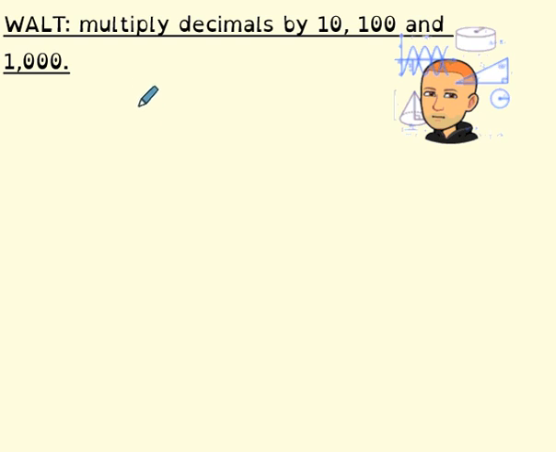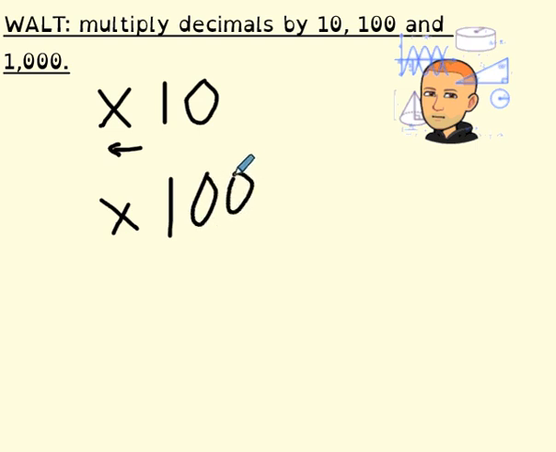So I'm timesing by 10, 100 and 1000. Timesing means to move to the left. If I'm timesing my digits by 10, 100 and 1000, I'm going to be sliding my digits to the left. I'm making them bigger. If I'm timesing by 10, I'm moving one place. If I'm timesing by 100, I'm moving 2 places. And if I'm timesing by 1000, hopefully you've guessed it, we're moving 3 places.